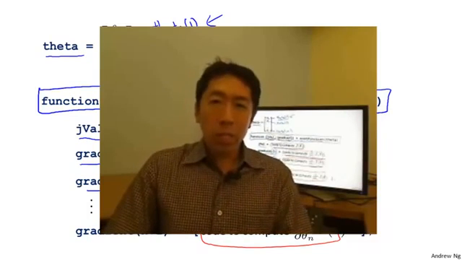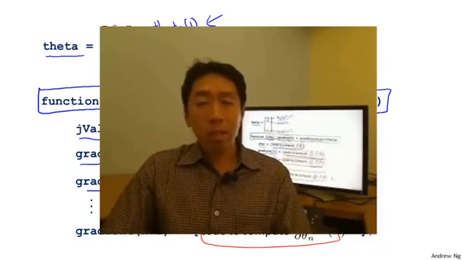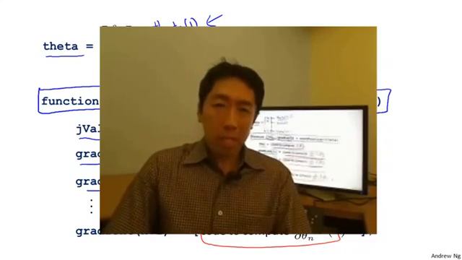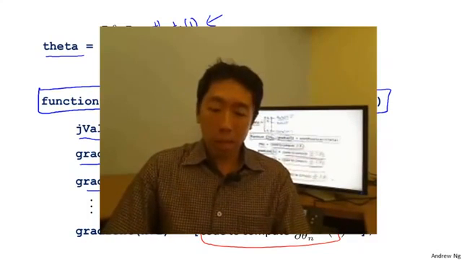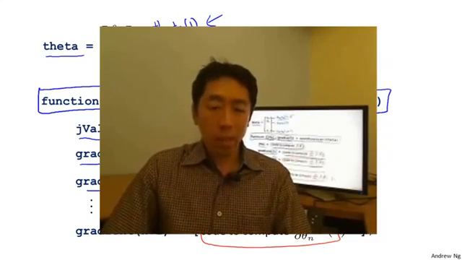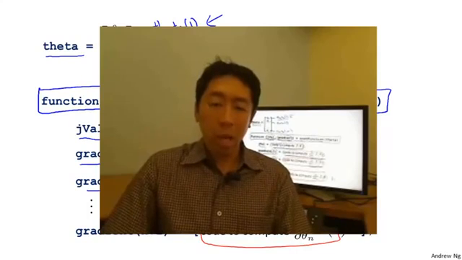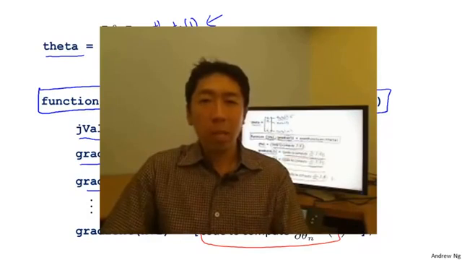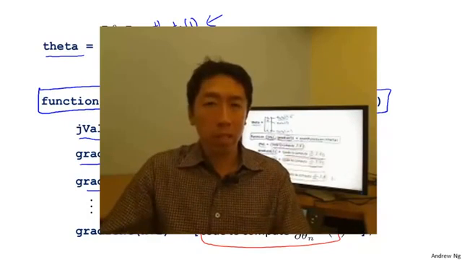And with these ideas, hopefully you'll be able to get logistic regression and also linear regression to work on much larger problems. So that's it for advanced optimization concepts. And in the next and final video on logistic regression, I want to tell you how to take the logistic regression algorithm that you already know about and make it work also on multi-class classification problems.